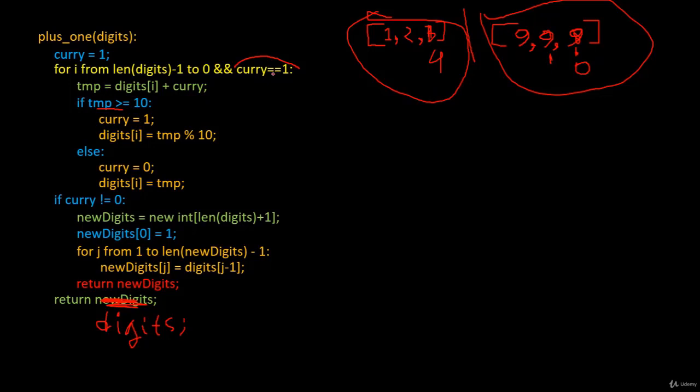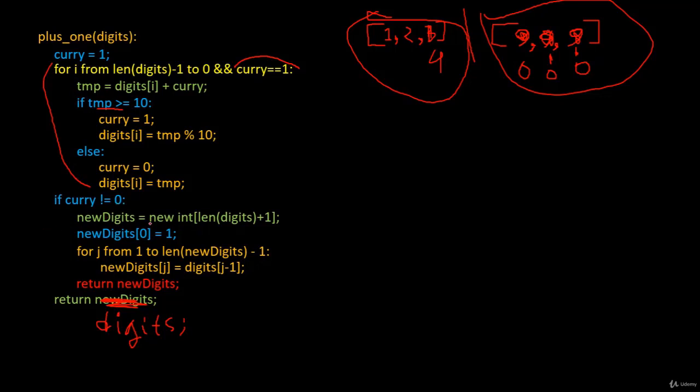For the next iteration of this loop, i will point here. In this case, carry is 1, so carry plus 9 equals 10. This condition is again true, carry equals 1, and this value will be replaced with 0. Then for the next iteration, this value will also be replaced with 0 and we have carry equals 1. So we're done with this for loop. Then we see that carry is not equal to 0, so this condition is true.